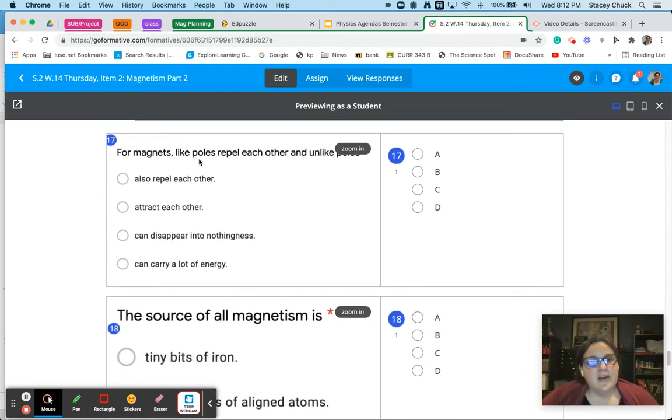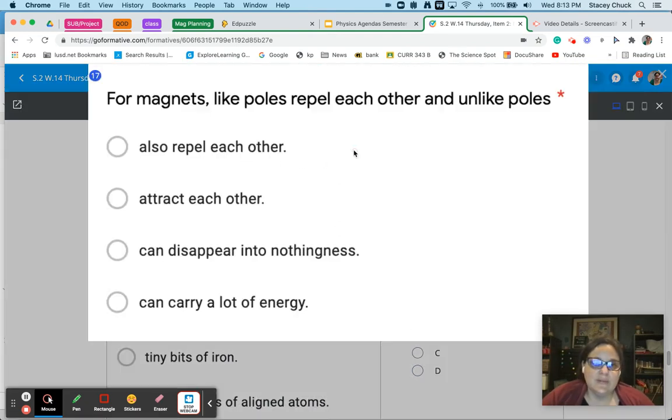For magnets, like poles repel each other, and unlike poles do what? So like poles repel, unlike poles should attract each other.